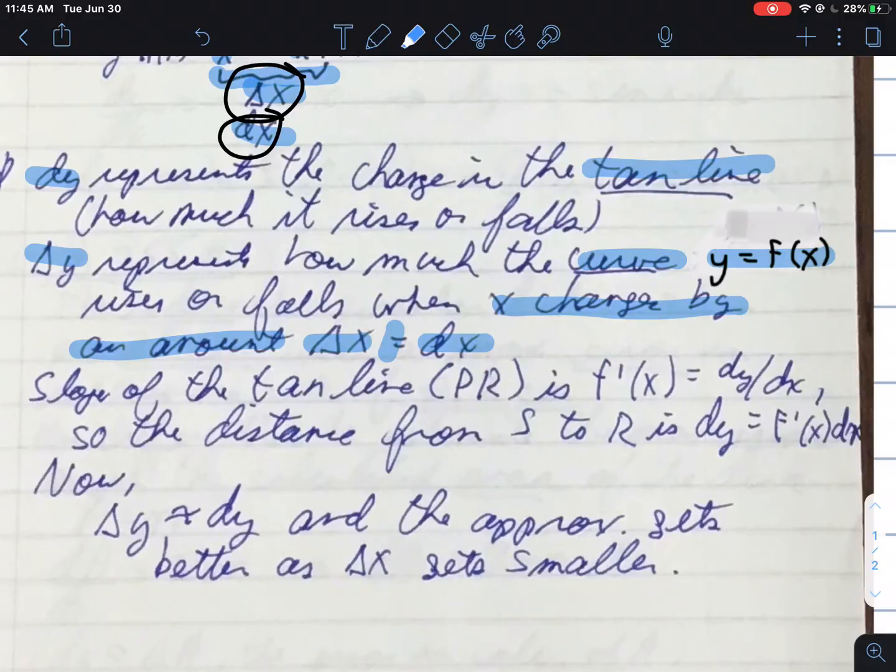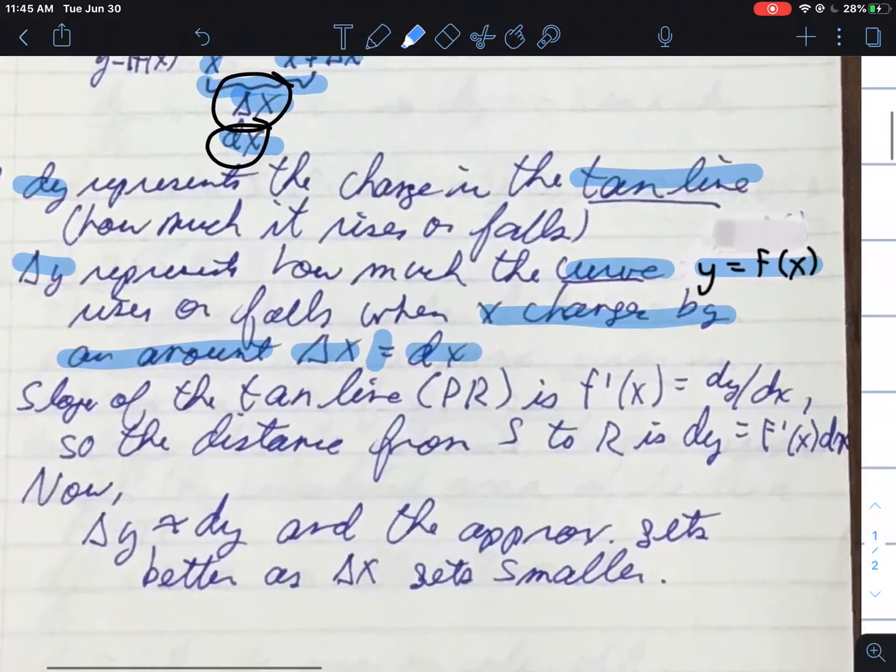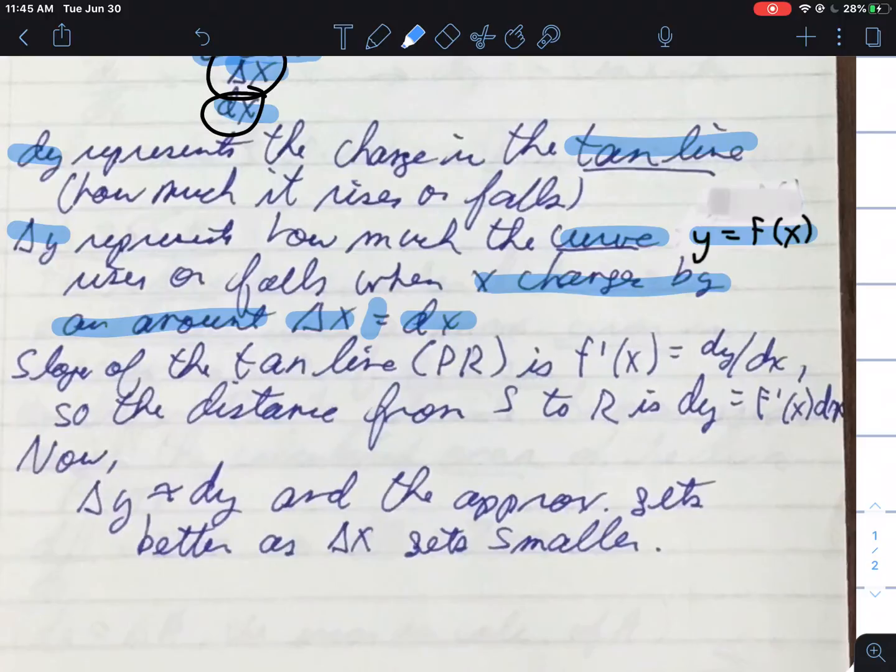So then the slope of the tan line, which is the line passing through the points P and R, I just labeled it that way, the slope of the tan line passing through the points PR, is given by f prime of x, right, which is dy dx. That's what our derivative is. It's the slope of the tan line.